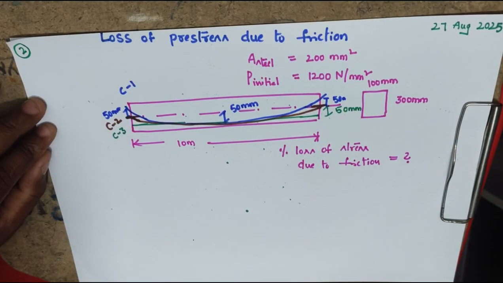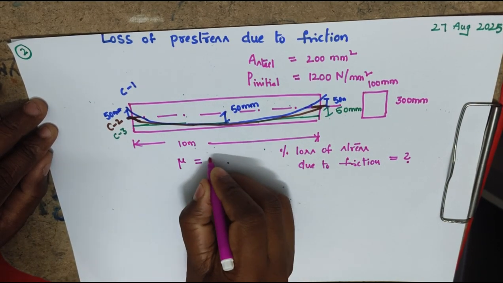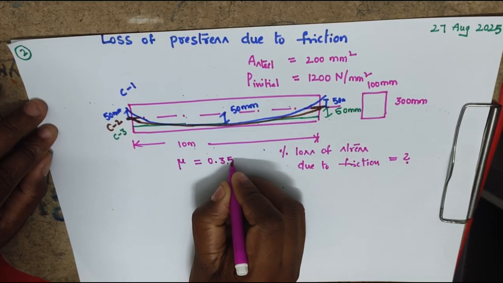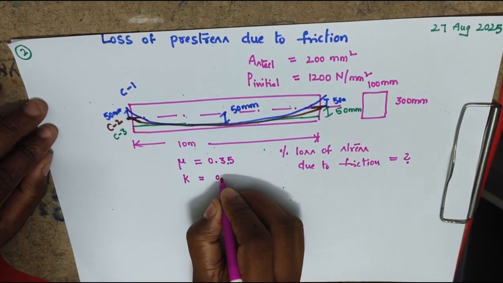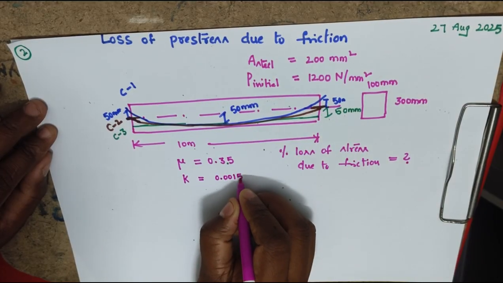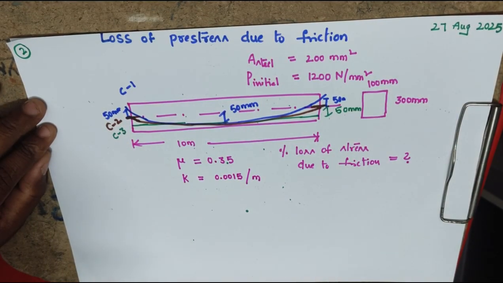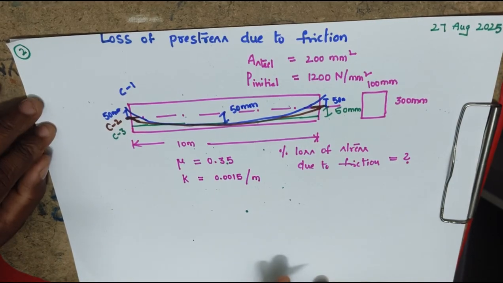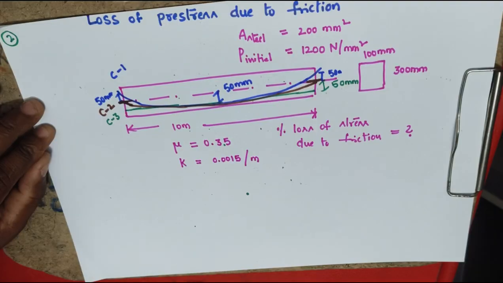In the question it is also given, we can take mu as 0.35 and K we can take as 0.0015 per meter, right? Now how can we solve this problem?